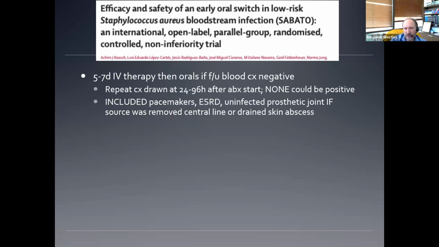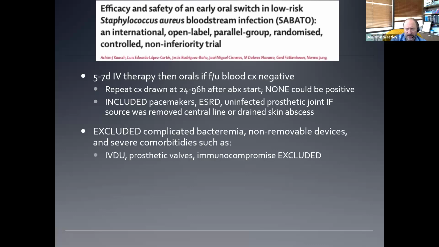There were some pacemaker patients and dialysis patients here. You could have a prosthetic joint as long as the joint wasn't infected. And many of these patients had either central lines or they had drained skin abscesses. They excluded complicated bacteremia, which basically means the bacteria went from the blood to another source, like an ankle or something. They excluded people that didn't have devices removed, like a line infection that you're trying to salvage the IV line, or if they had a known infected pacemaker or an infected endovascular device. And they excluded people with drug use, prosthetic heart valves, and immune compromise, like transplant patients.